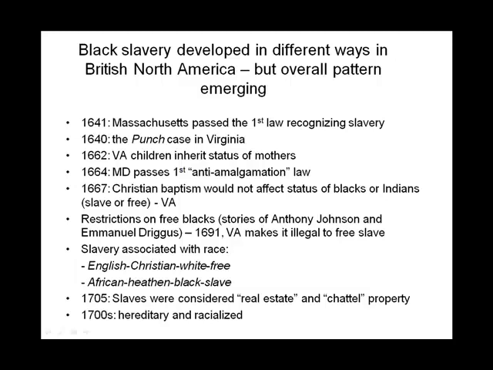In 1667, Virginia passed a law which said basically that Christian baptism would not affect the status of blacks or Indians. Up until that point it had. You've got some restrictions on free blacks, and you can use the story of Anthony Johnson and Emmanuel Rodriguez as examples. Virginia makes it illegal to free a slave by 1691.